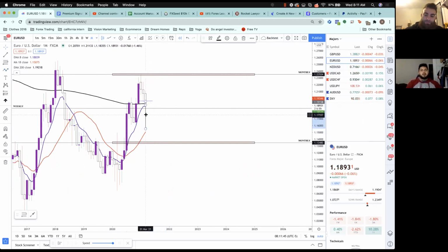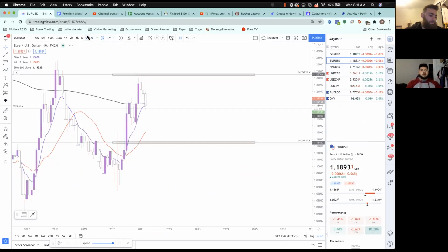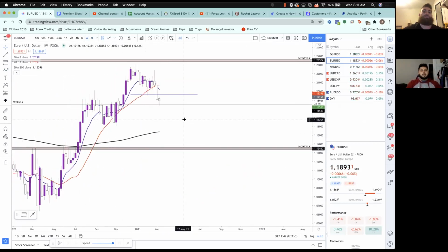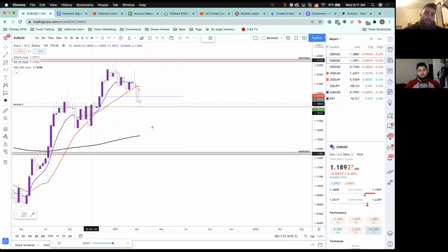Let me take this off. Coming down to the weekly time frame. Weekly time frame, again, push down. We broke support here, push down into this level. But this is a main support level on the weekly. So I'm going to look to see how price reacts at around this level. Obviously, we're getting some rejection of this level right now.